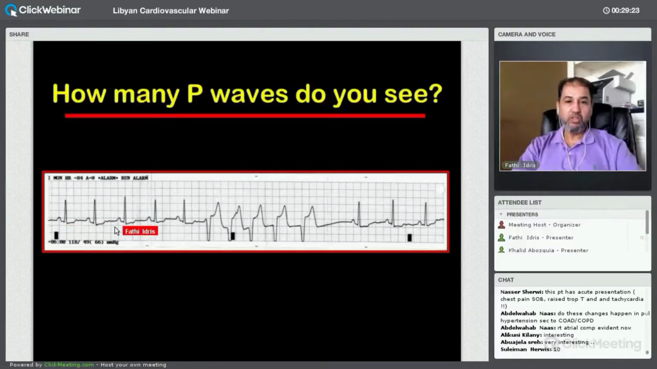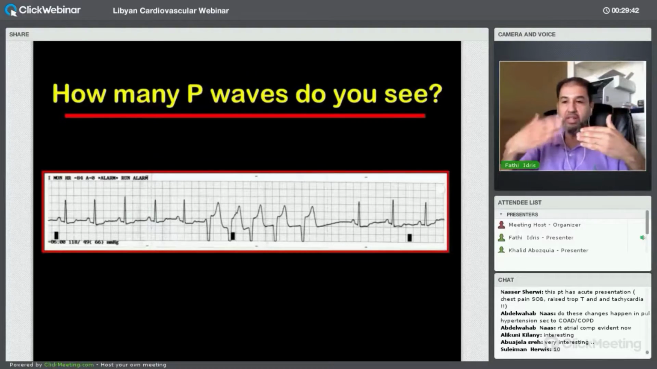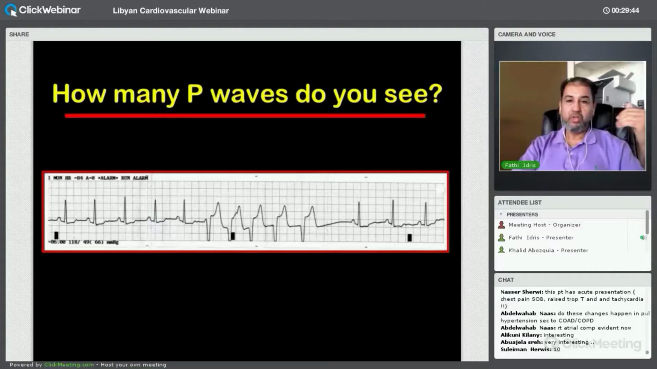So 1, 2, 3, 4, 5, 6, 7, 8. So the 9th or 10th P wave should be hidden somewhere here, right? The idea is, when you look at the other beats, they happen at the same time as the P wave. Where can these P waves be hidden? In the case we just saw, the lady I showed you, it was hidden in the terminal part and looks like R prime, right?